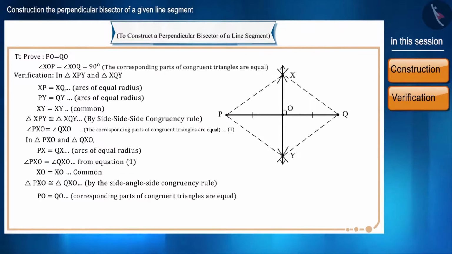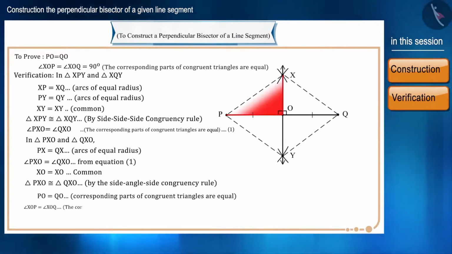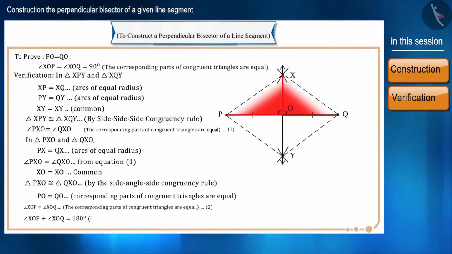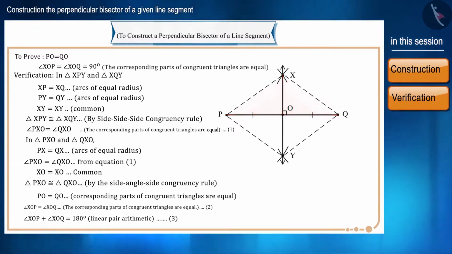We have proved that PQ is bisected by XY. Now it is yet to be proved that the line XY is perpendicular to the line segment PQ, so that it can be proved that it is the perpendicular bisector of PQ. Here angle XOP is equal to angle XOQ because corresponding parts of congruent triangles are equal. Let this be equation 2. And angle XOP plus angle XOQ is equal to 180 degrees because these angles form a linear pair. Let this be equation 3.